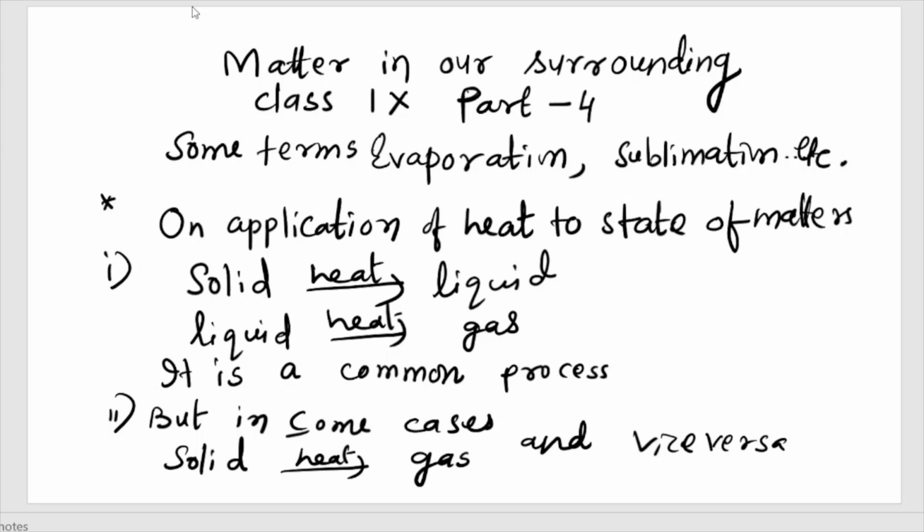This is the chapter Matter in Our Surroundings, class 9, and it is part 4, where I am going to explain different terms like evaporation, sublimation, etc. Actually, in part 3, I explained the effect of temperature and pressure on the states of matter.